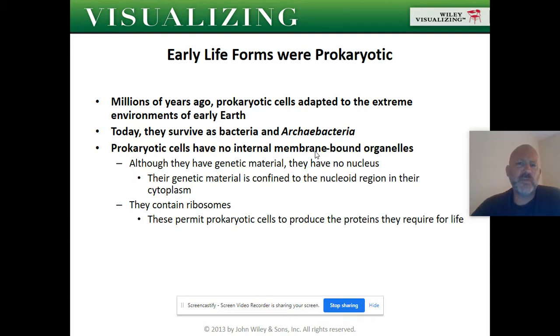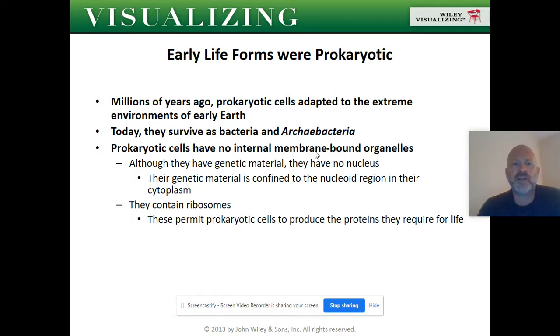The simplest forms of cells, we see these in bacteria. Bacteria are prokaryotic cells. These are very simple, very basic cells. The only prokaryotic cells that we see today are bacteria. All right. So it's believed that these life forms were the first life forms to be present on Earth.